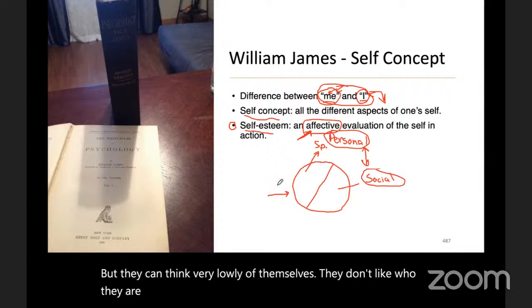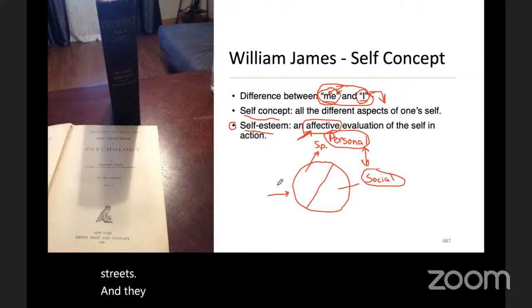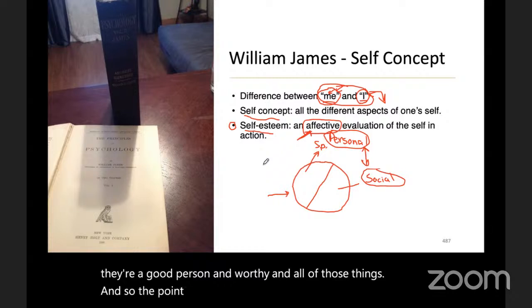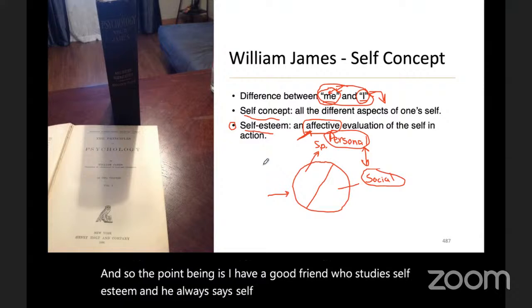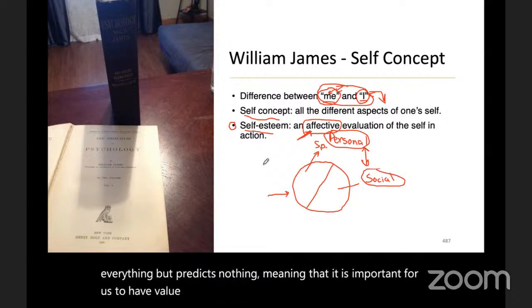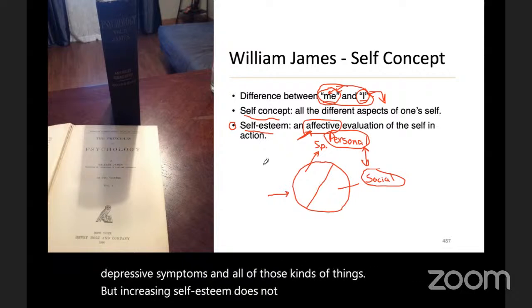Okay. Likewise, you can have someone who doesn't meet the American values. Maybe they're homeless and living on the streets, and they may completely appreciate who they are and feel that they're a good person and worthy and all of those things. And so the point being is I have a good friend who studies self-esteem, and he always says self-esteem is associated with everything but predicts nothing, meaning that it is important for us to have value for ourselves. It can mediate things like depressive symptoms and all of those kinds of things. But increasing self-esteem does not always produce a positive outcome.